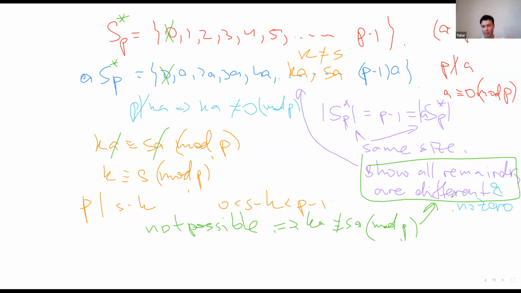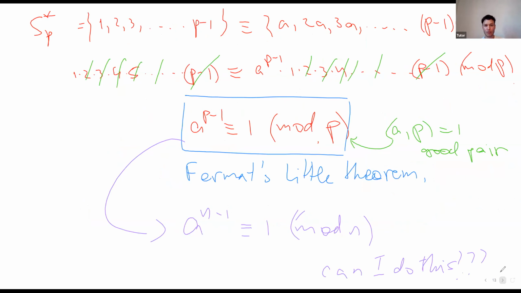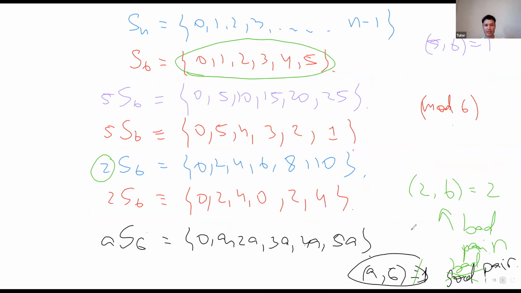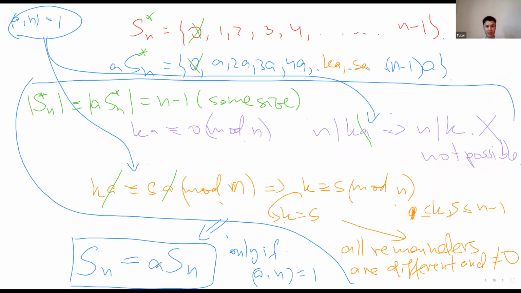So the same idea that we did for p worked for n, right? But for n, we noticed that again I need to multiply by good numbers. If I multiply by a bad number, this is going to break down. The sets are not going to be equal. But if I multiply by good numbers, as long as I multiply the set Sn by a, I get that the two sets are the same.